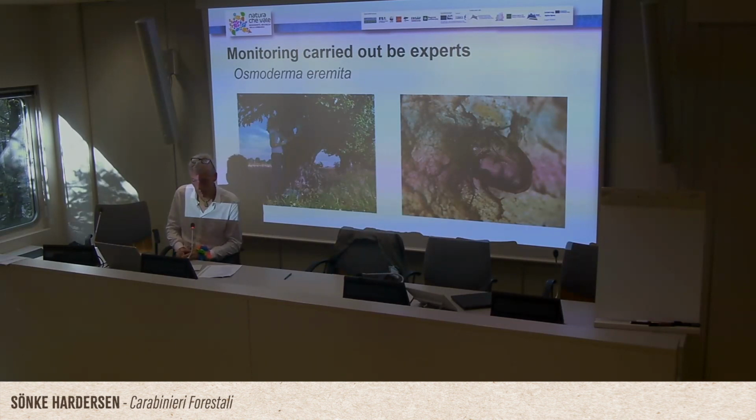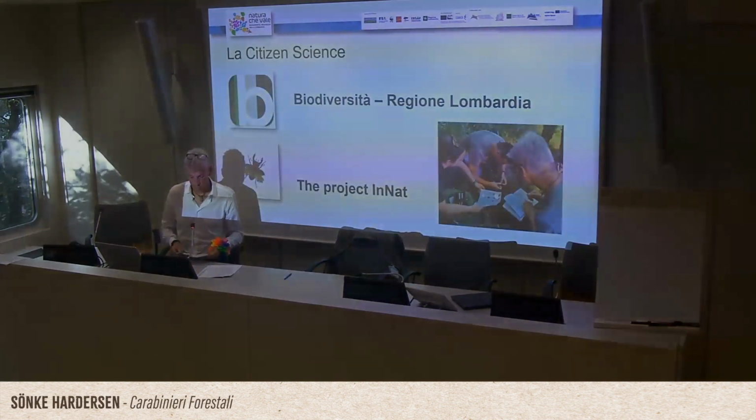Then we've got another kind of monitoring about the Osmoderma eremita. It is a pretty big bug, but it's not easy to find. And this kind of monitoring was given to some experts. Of course, there are some species that maybe some volunteers do not want to focus on.